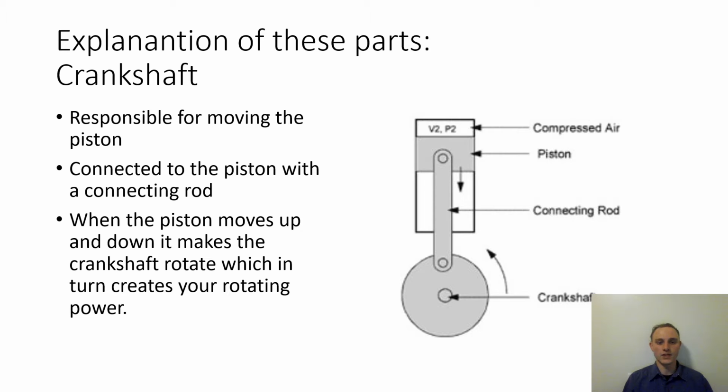The explanation of these parts, we'll start with the crankshaft. It's responsible for moving the piston. The piston is connected to the crankshaft with a connecting rod, and when the piston moves up and down, it turns your crankshaft, which in turn creates your rotating power.